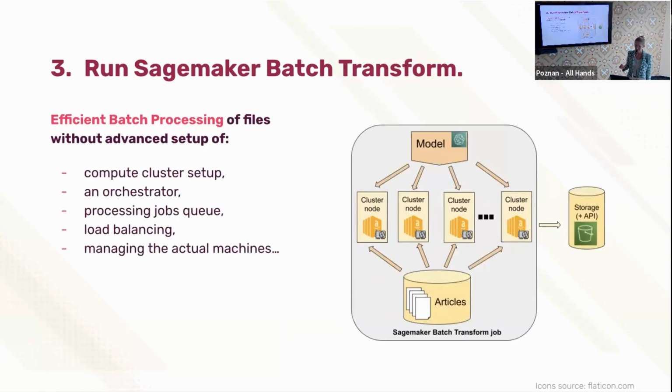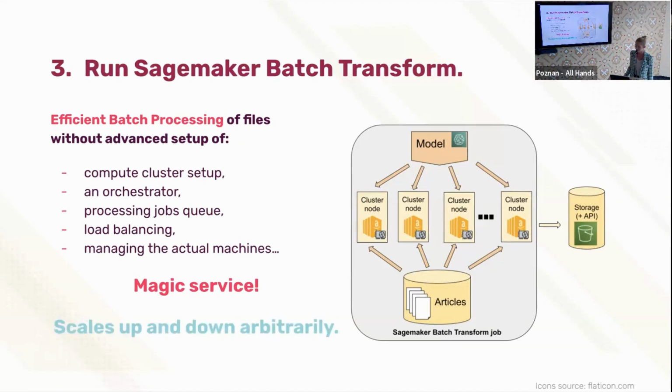Yeah, so another comment on the SageMaker magic, because by using batch transform here, we really skipped a number of layers that we would have to care about if we were creating the infrastructure from the bottom. So the entire compute cluster setup needs its configuration. We would need an orchestrator for this system, a processing jobs queue, load balancing, and even managing the actual machines, making sure they're created, recreated, and destroyed after we're done. Not to mention all the AWS permissions that would also have to get together very well. So that's why I call it the magic service. You don't even have to know that these problems exist. It also scales up and down arbitrarily. You just change one number and you have more instances to process, and you speed everything up this way.